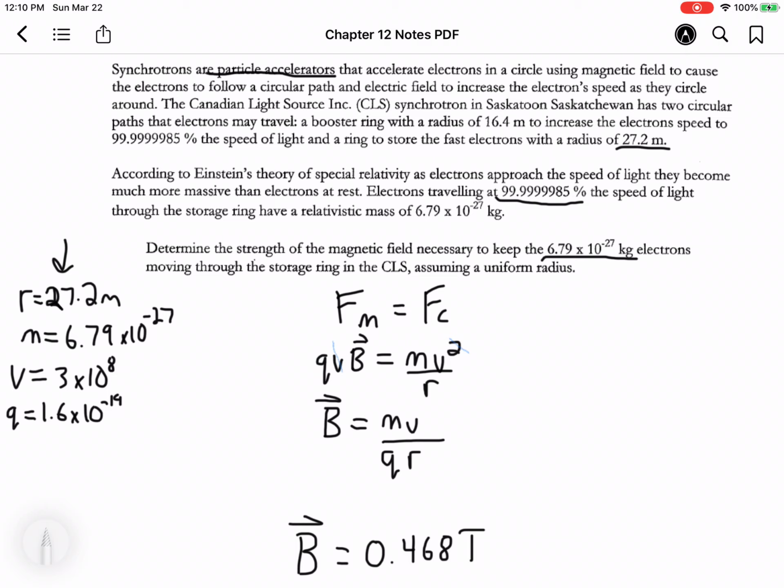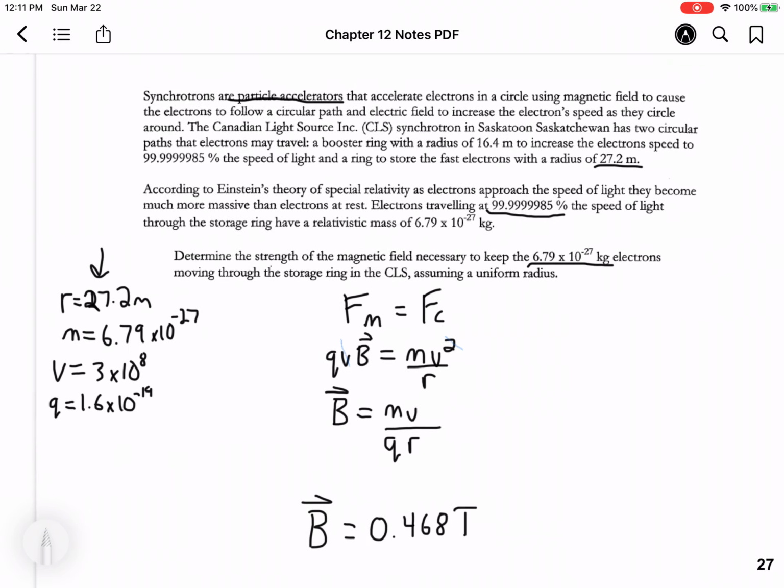It doesn't say anything about an electric field, so we're going to start with Fm equals Fc, the same as we did before. Solve: these cancel the v, as we have done, and isolate B. When we put the numbers in, B is going to equal 0.468 Tesla. Again, I might have an odd number wrong on here. I've double checked them, but I always make mistakes, so let me know. There's quite a bit going on, so take a second, pause the video, and double check my math.